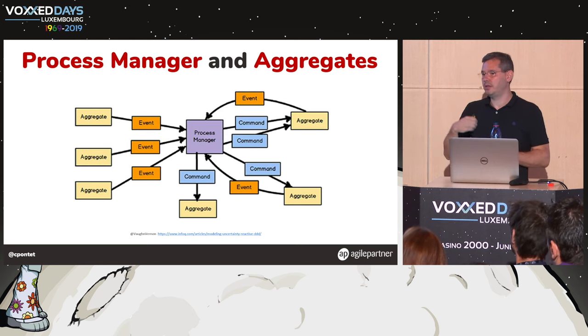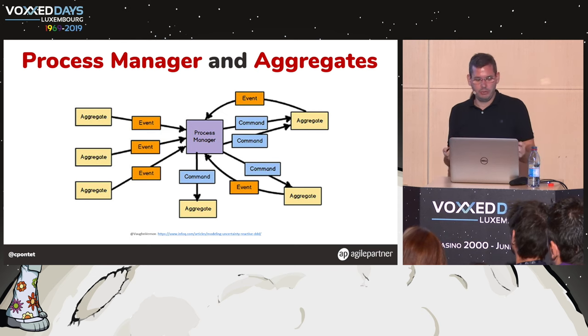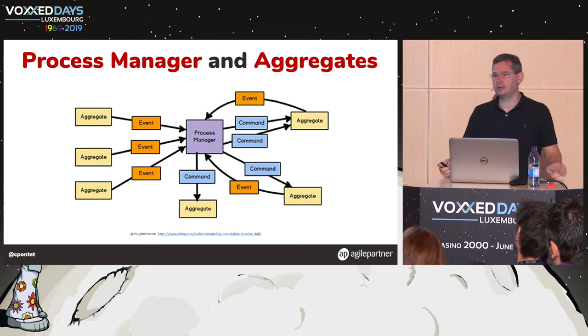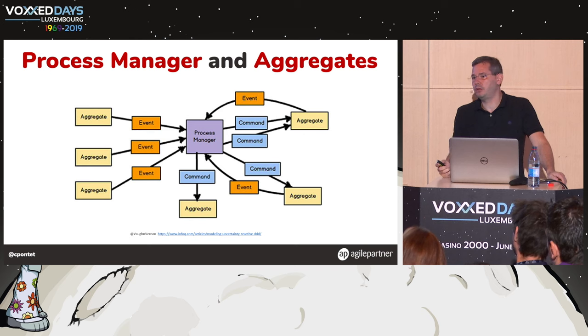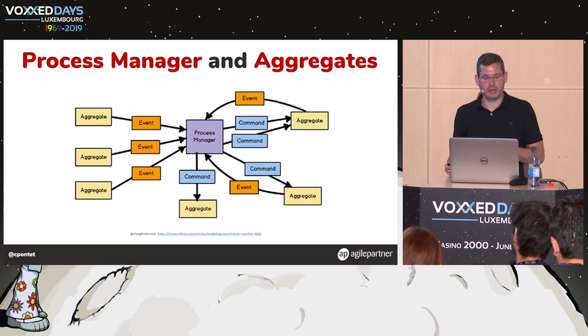So this process manager just says: if this, then that. If event, then command. And you can really reorchestrate things by just changing that piece of process manager that is just orchestrating. If you change the process manager, you don't need to change anything about the aggregates. The aggregates, which enforce the business rules, will stay the same, but the orchestration might change. So it's a very flexible way to design software.